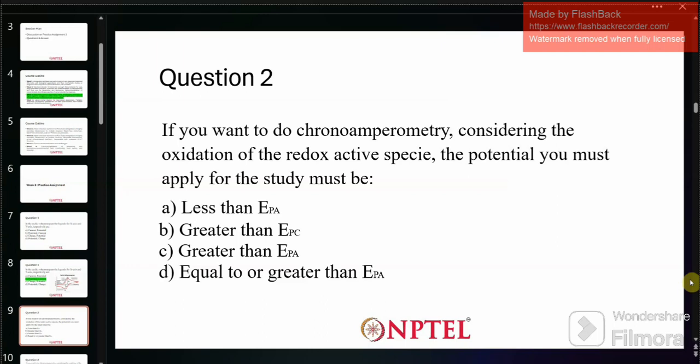You have to tell me that in chronoamperometry, you are applying a square wave potential at the electrode and then measuring current with respect to time. That is the basic fundamental of chronoamperometry. So what should be the potential that you must apply to get actual redox?